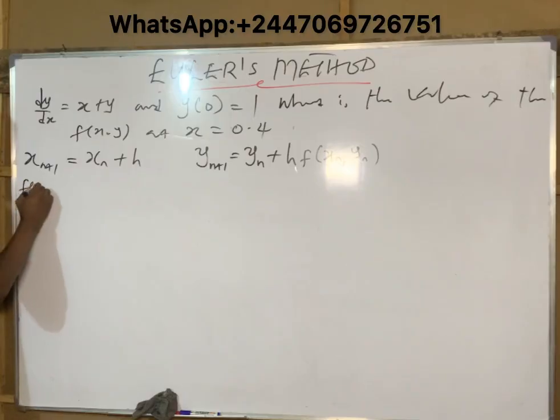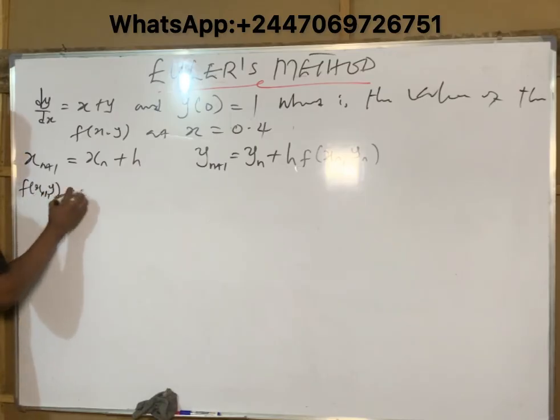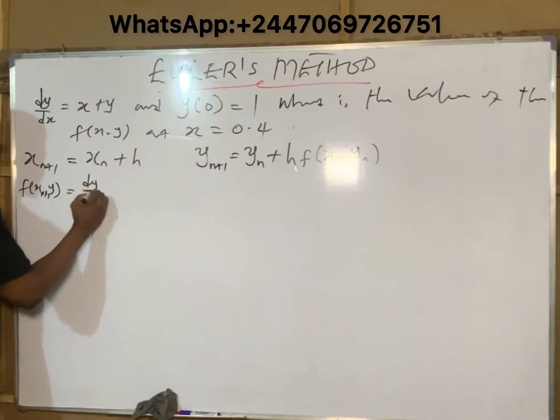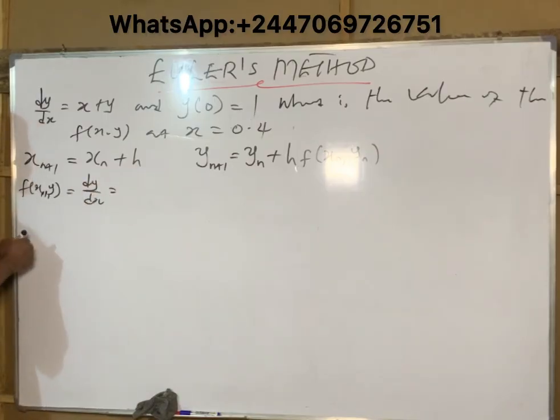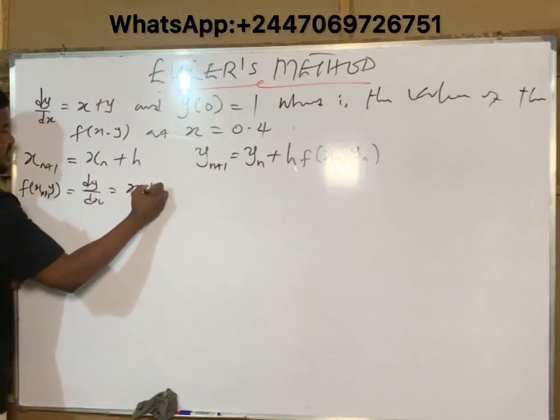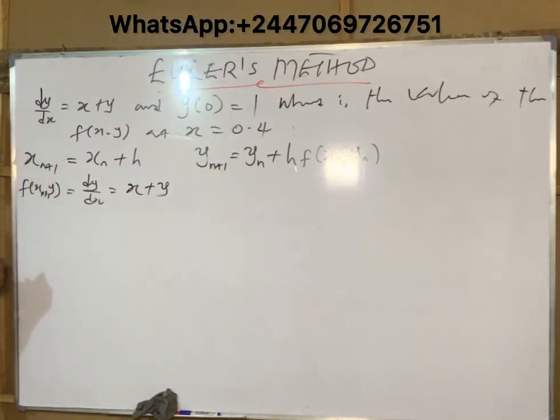Now, f of x_n comma y_n, or f of x comma y itself, is simply the given derivative dy over dx. Since the values are made up of x and y, we simply call that a function of x and y. So in this case, it is x plus y.